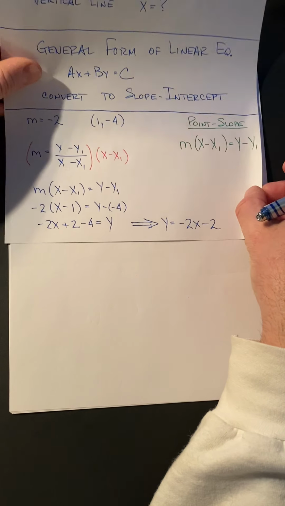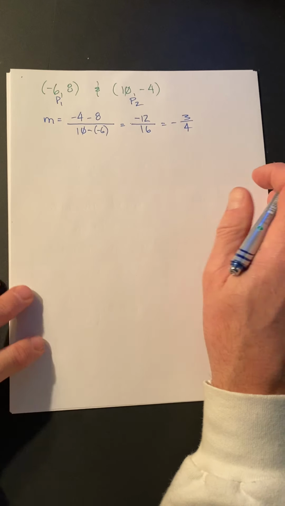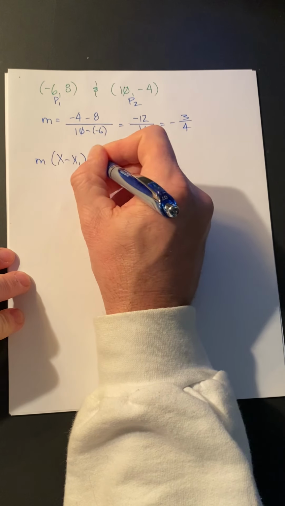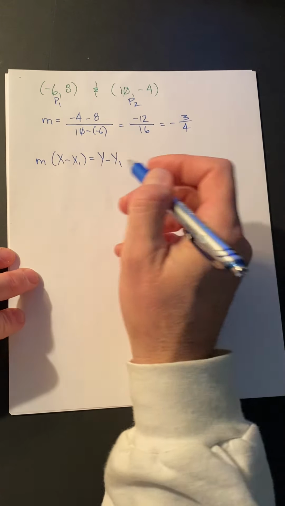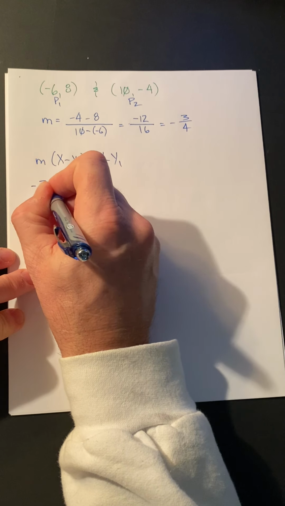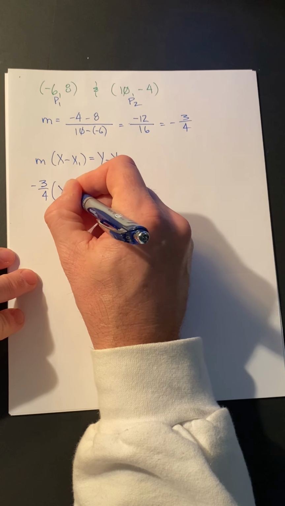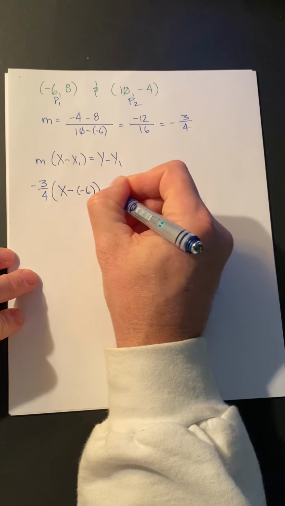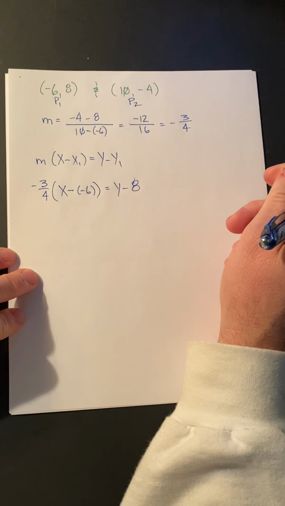Okay, so now that I've got a slope, well, guess what? If I think about my point-slope formula, I needed a slope, I just got it, and a point. Well, I actually have two points to choose from here, don't I? So I'm going to write my formula down here. m(x − x1) is y − y1. And then I'm just going to pick one. You could use either one, it doesn't matter. So let's say m is −3/4. We'll pick point 1. x minus x1, which is my −6, is equal to y minus y1, which is 8.